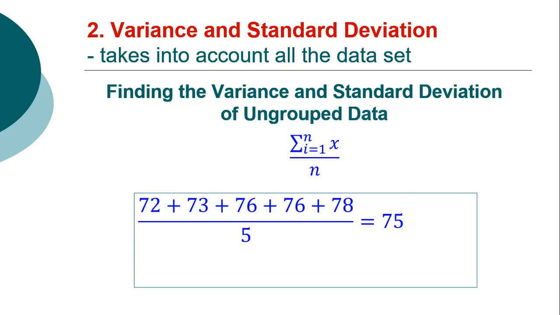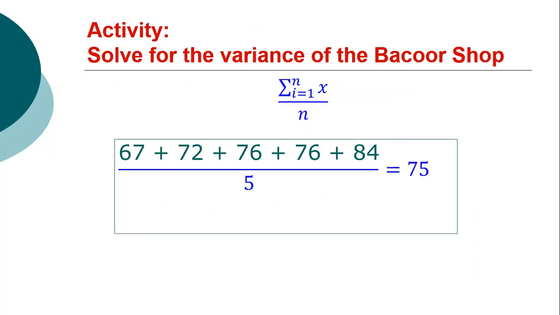So how do we get the variance? Unang-una, we have to solve for the mean. Kukunin natin yung average. It's important that you understand what mean is kasi gagamitin pa rin natin siya sa measures of variability. So after getting the mean, this is actually the Imus shop. Kinuha natin yung mean ng Imus shop. Then afterwards, ito naman yung mean ng Bacoor shop, 75, parehas lang sila.